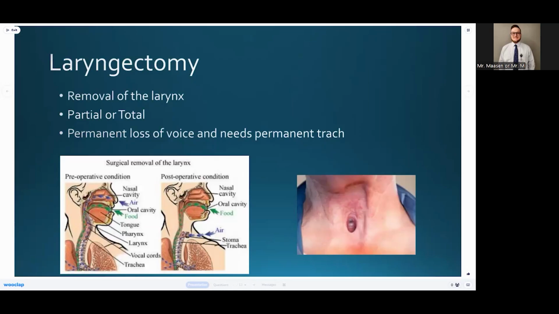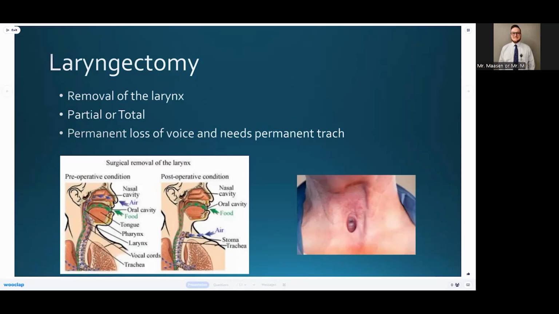Laryngectomy, just to know what this is. So the larynx gets removed. It could be a partial laryngectomy or a total laryngectomy, but they're going to lose their voice. Removing the larynx, which holds the vocal cords. So if we remove that, we're losing voice, and air. The way our voice works is air passes over the vocal cords, and that's how we create sound.